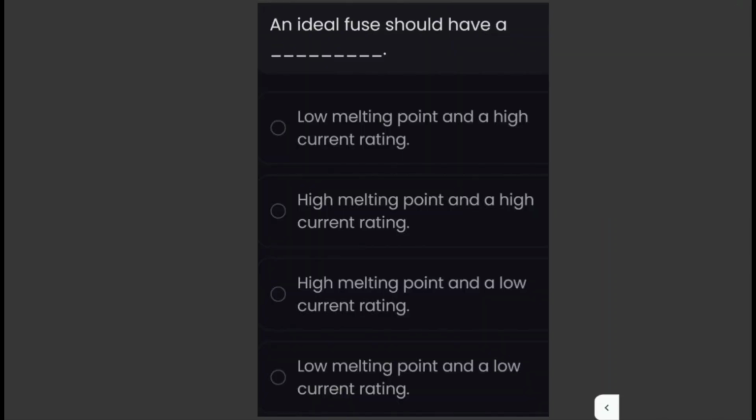An ideal fuse should have a blank. The answer here should be low melting point and a high current rating. The ideal fuse should carry its rated current indefinitely, and it should melt quickly on a small excess of current.